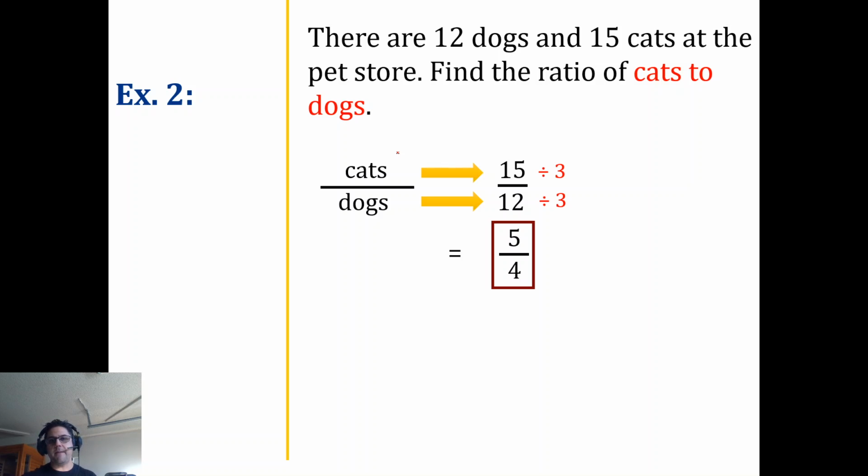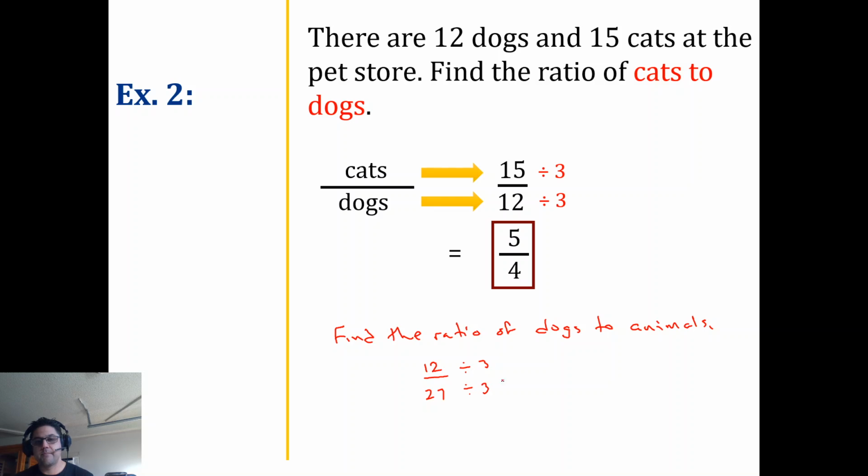And again, if we wanted to, maybe we would say dogs to pets or animals. So second problem. Find the ratio of dogs to animals. And it's just the animals listed, of course, right? So dogs would go first. Animals would be 12 and 15, which is 27. I think they can still divide by 3, which would be 4 to 9.